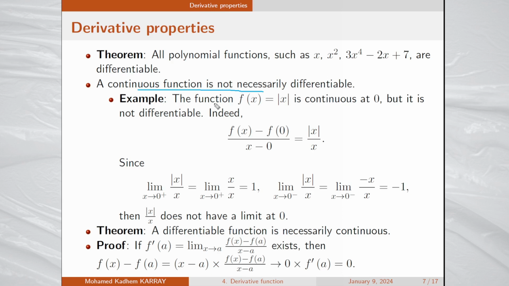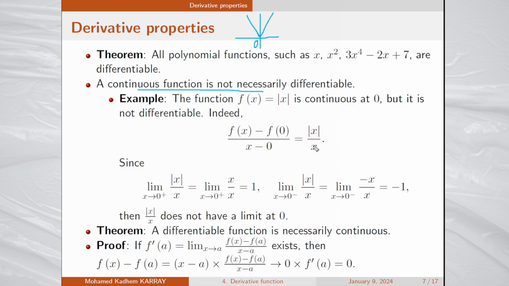Here is an example. Consider the function absolute value of x, whose curve is like that. Okay, I've shown it in the beginning of this lesson. This function is continuous at point 0, but it is not differentiable. Indeed, if we consider the rate of change between 0 and x, it is equal to absolute value of x divided by x.